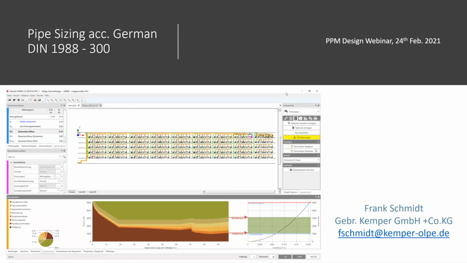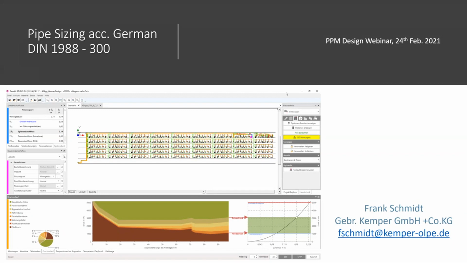The German pipe sizing design is specified in our DIN 1988 part 300. Part 300 doesn't mean that there are 300 parts of this document. There are only 6: Part 1, 100, 200, 300, 500, to 600. And part 300 contains the pipe sizing method. As you can see, I've used a software for it. And the design principle is basically divided into 5 different steps, which I would like to introduce to you.